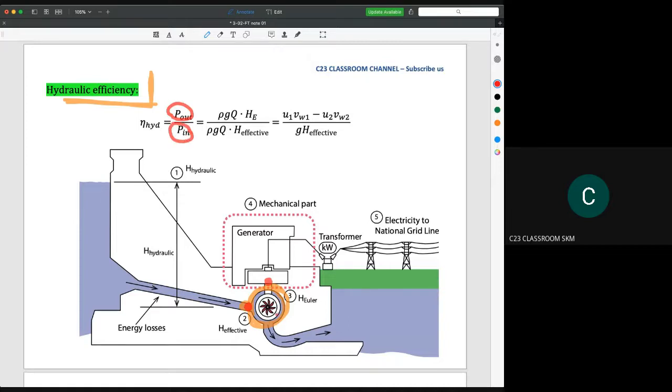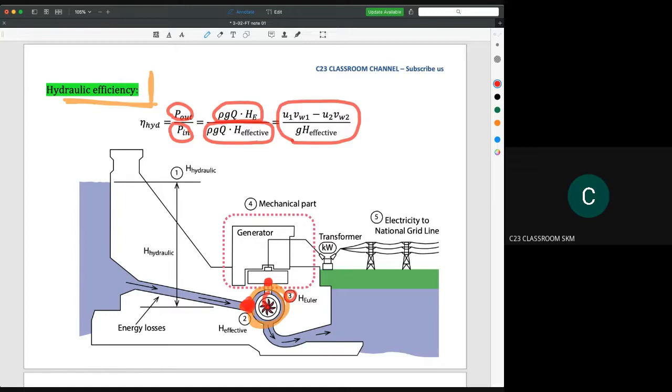If you see this device, the power out here is actually the Euler head. So you need to calculate what happened after the flow has traveled through the blade. So it is the Euler head. You will use the Euler head as the power out, and then you will use the inlet head, which is the first energy that hits the blade, as rho GQH effective. Then you can simplify the equation like this.